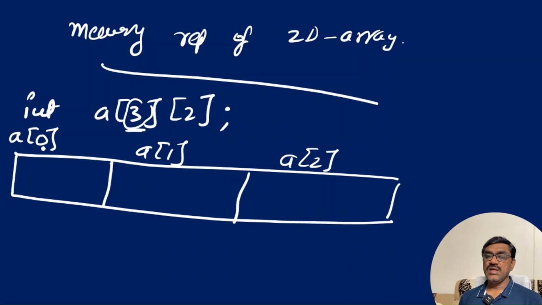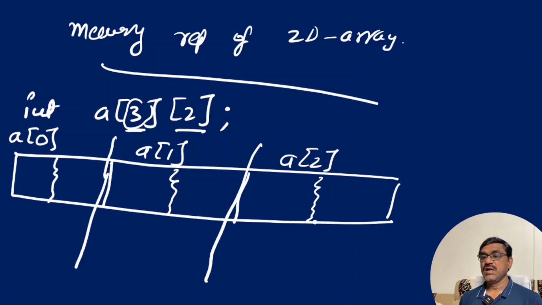Now, you go to the second dimension, how much? 2. Means in the first block, again we divide the first block into two partitions. In the second part also, make 2 partitions. For the last part also, you make 2 partitions, right? Now this is the first one, this is the second one, and this is the third one. See, first dimension 3 indicates this is the first part, second part, and third part. This is about the first dimension.